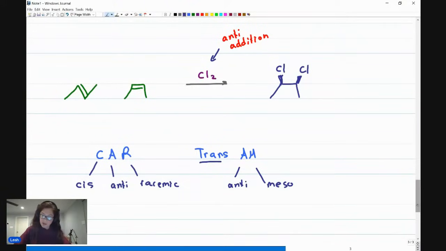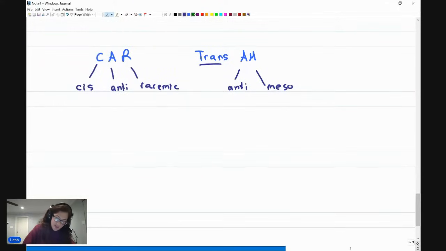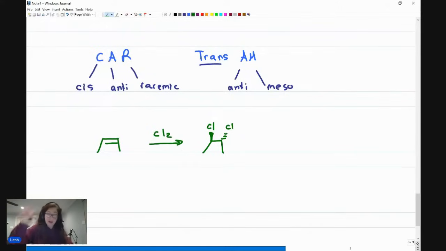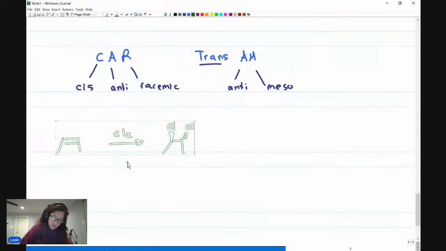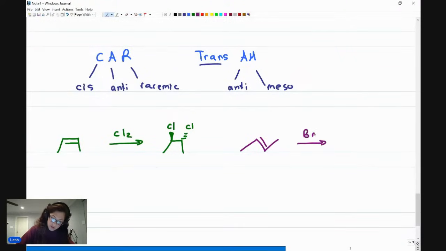So what does this mean? If I have a cis alkene, and I do an anti-addition like Cl2, my product will be racemic, meaning 1 will add forward, 1 will add back, and I'll have the enantiomer of it as well. So that's for the first one, for CAR. If, on the other hand, I start with a trans alkene, and I do an anti-addition, for example, Br2, Cl2, same thing, now the product will be meso.